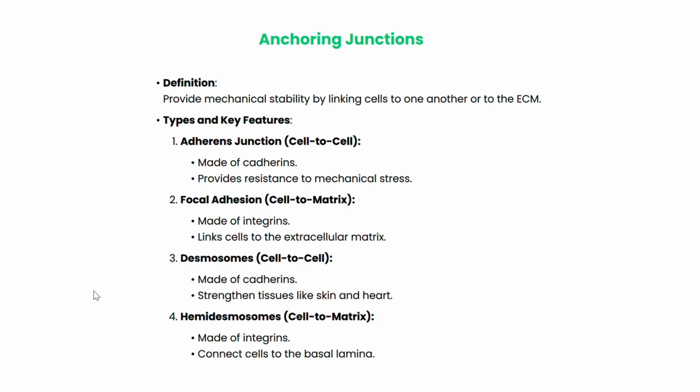Desmosomes also link cells to each other using cadherins. They provide strength to tissues like skin and the heart, ensuring they can handle stretching and pressure. Hemidesmosomes attach cells to the basal lamina, a layer of the extracellular matrix, using integrins. These are vital in tissues like the skin, anchoring cells to the underlying structure.